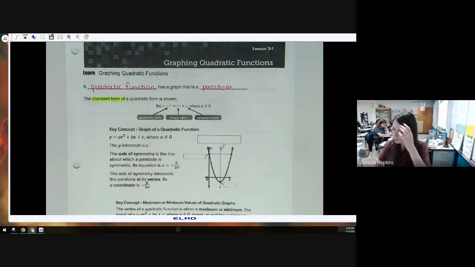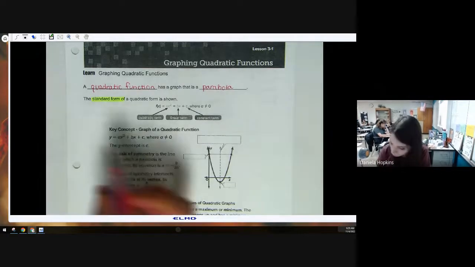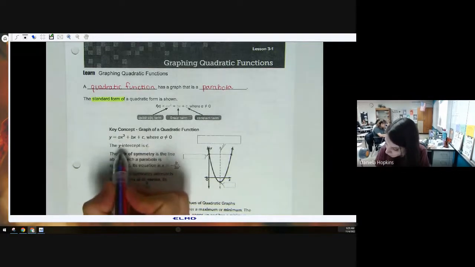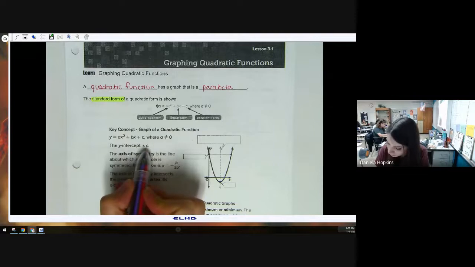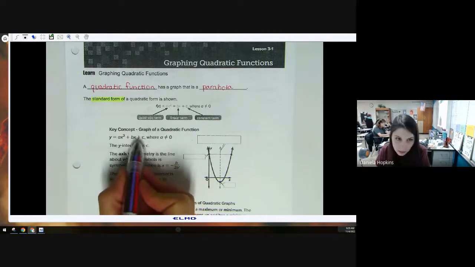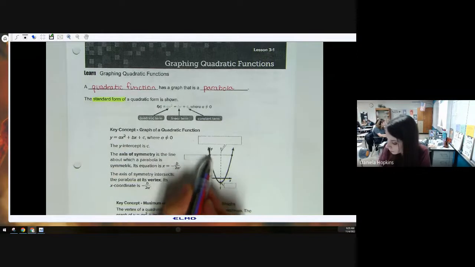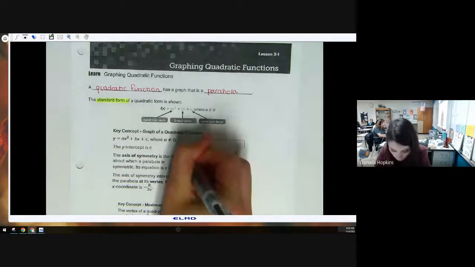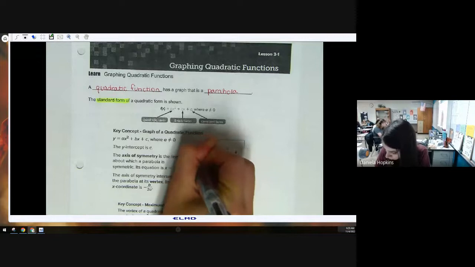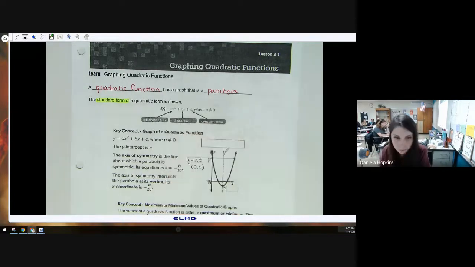So these graphs have parts to them. The first part is the y-intercept, which is c. This last number that doesn't have an x is going to be your y-intercept. As a reminder, the y-intercept is the point that crosses the y-axis. So that's right here, the y-intercept, and it will always be (0, c).